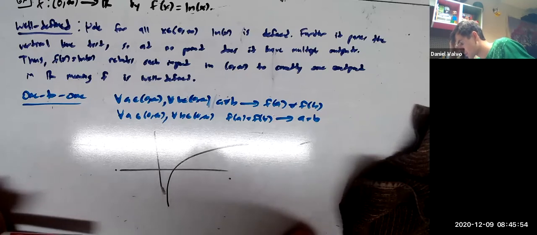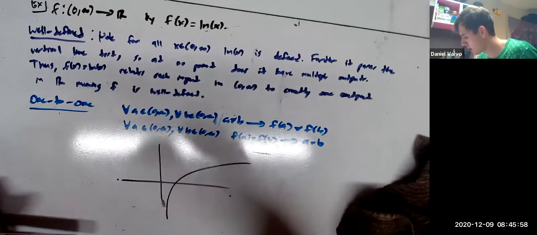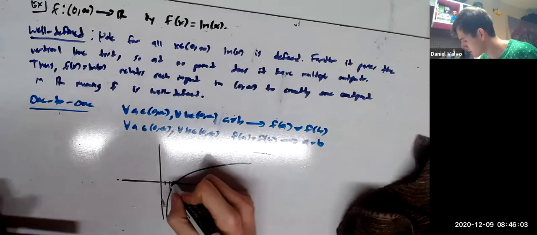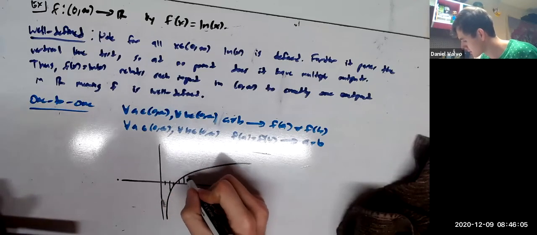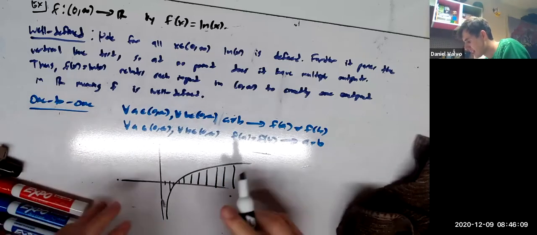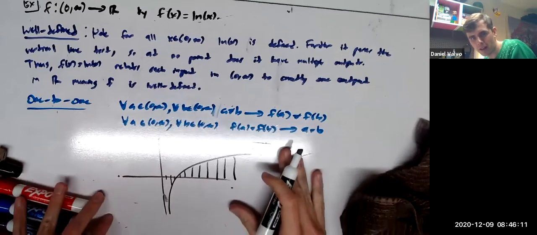Well, would any two inputs map to the same output? Not really, right? I mean, this input maps down here, this input maps down here, this one maps here, then it goes up and up and up. But the point is, it never kind of comes back on itself.